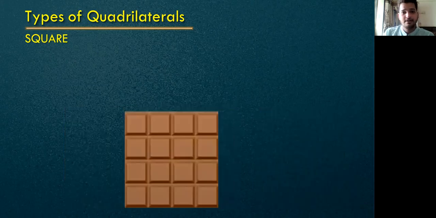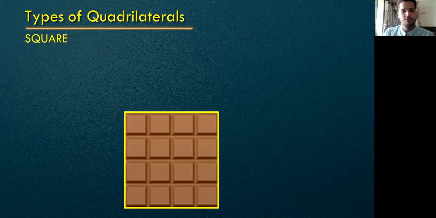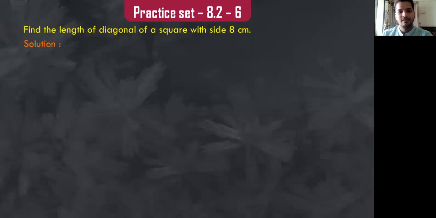A chocolate cut into a shape of a square. All the sides are congruent to each other. Wow, fantastic. All the angles are 90 degree. Correct. Now with this, we go with the practice set number 8.2. Question number 6. Find the length of a diagonal of a square with side 8 centimeters.